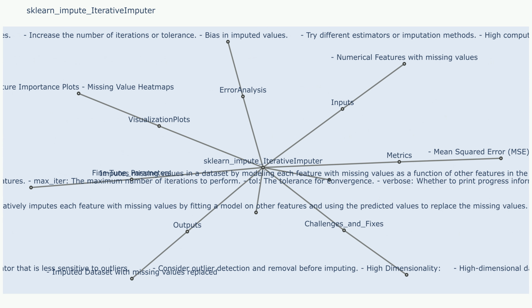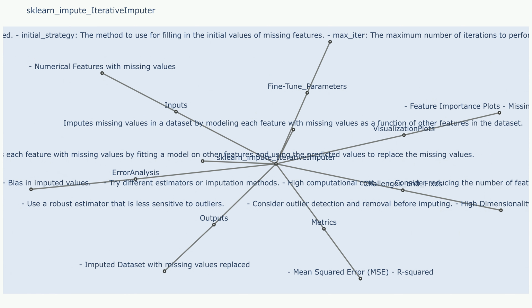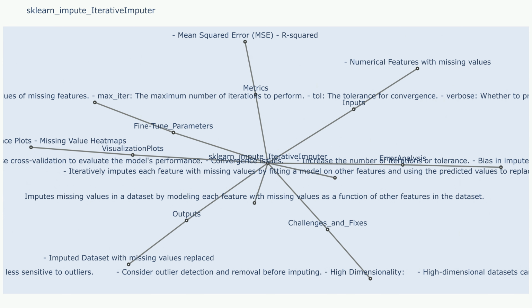Steps. Initialization. The imputer initializes a temporary copy of the input dataset with missing values. Iterative imputation. The imputation process proceeds in a loop, iterating through each feature with missing values. For each feature, the imputer selects all other features without missing values as predictors. The estimator, e.g., decision tree regressor, Bayesian ridge, is fit on the available data. The fitted estimator is used to predict the missing values in the current feature. The predicted values are used to replace the missing values in the temporary dataset.